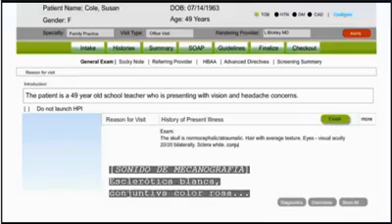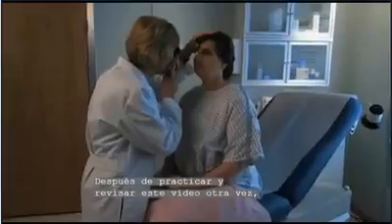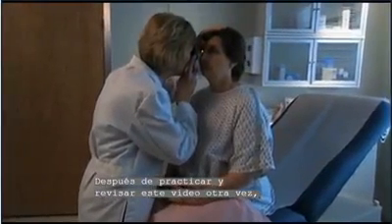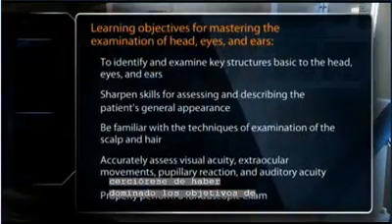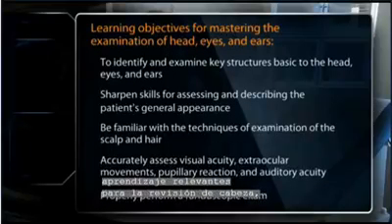Sclera white, conjunctiva pink. After practice and further review of this video, make sure you have mastered the important learning objectives for examining the patient's head, eyes, and ears.